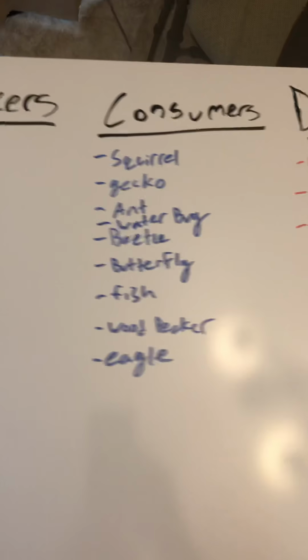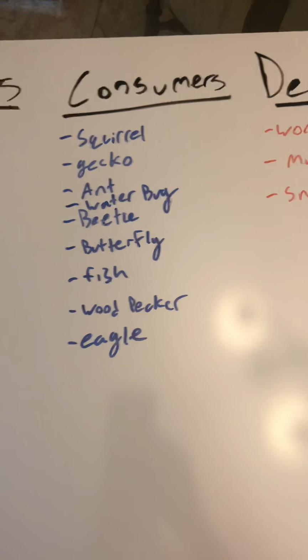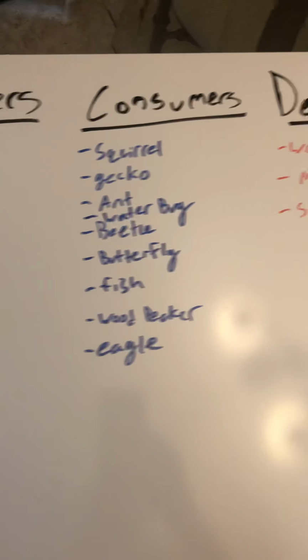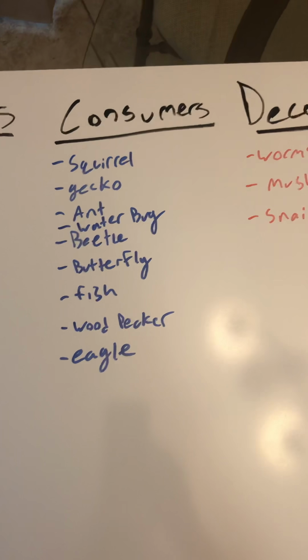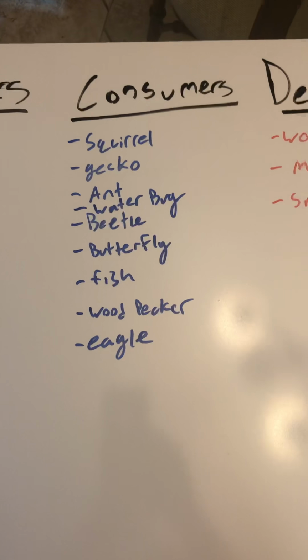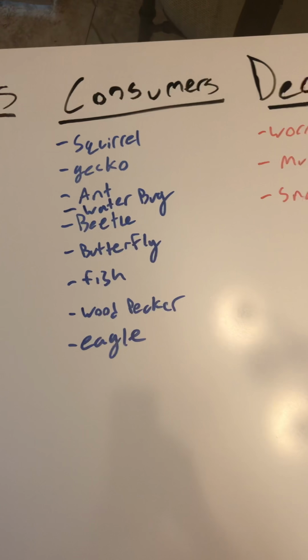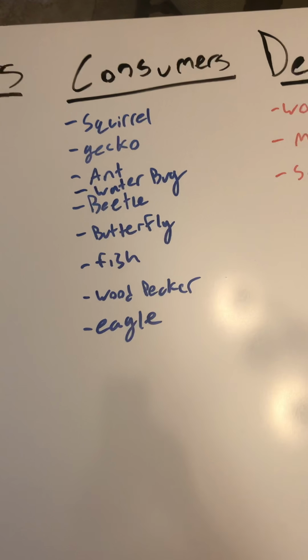And then we have a list of consumers, things that eat those plants or other things. They get their energy from other things. So for me, I have squirrel, gecko, ant, water bug, beetle, butterfly, fish, woodpecker, and eagle.